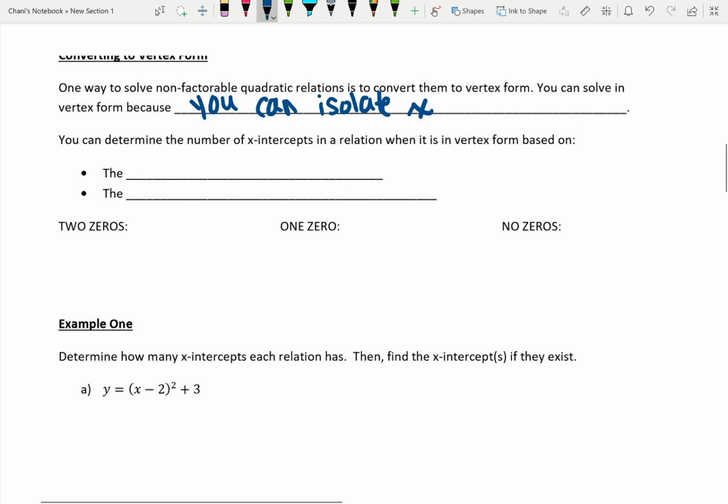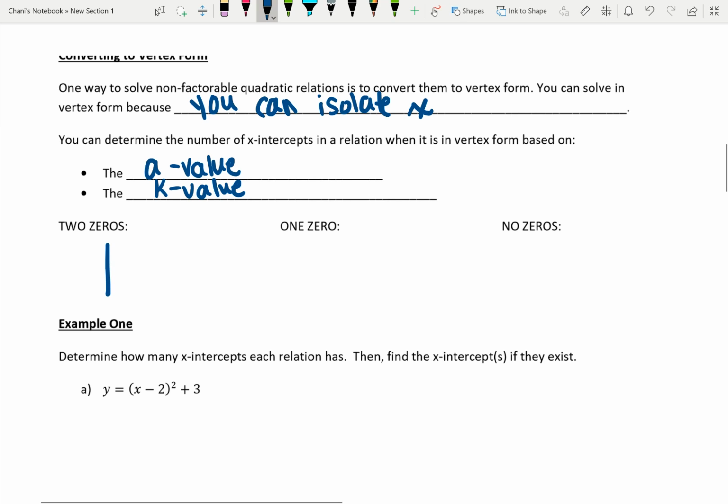Because there is just one x, there's not an x squared and an x, so you can actually solve for x. So remember that you just need the a value and the k value, so the y value of the vertex, to know how many x-intercepts are in a relation. So why would you need to know the a value and the k value?